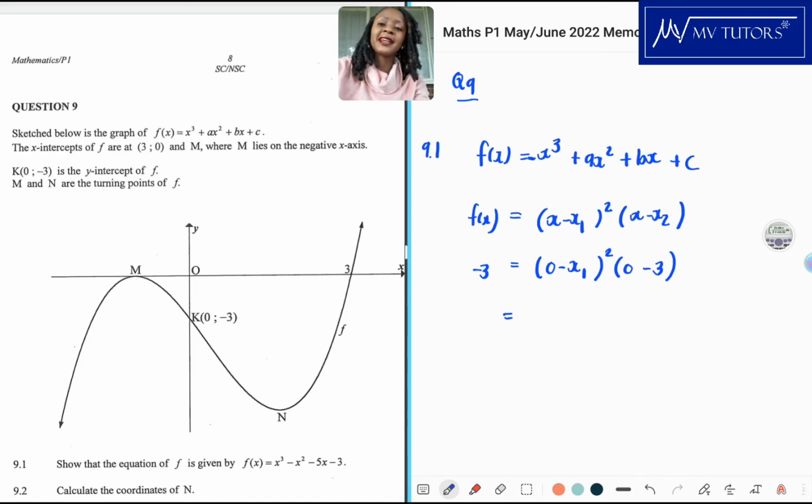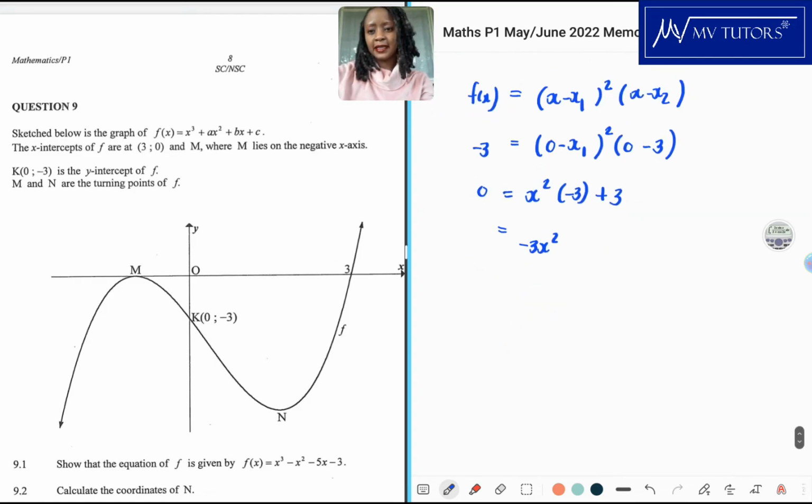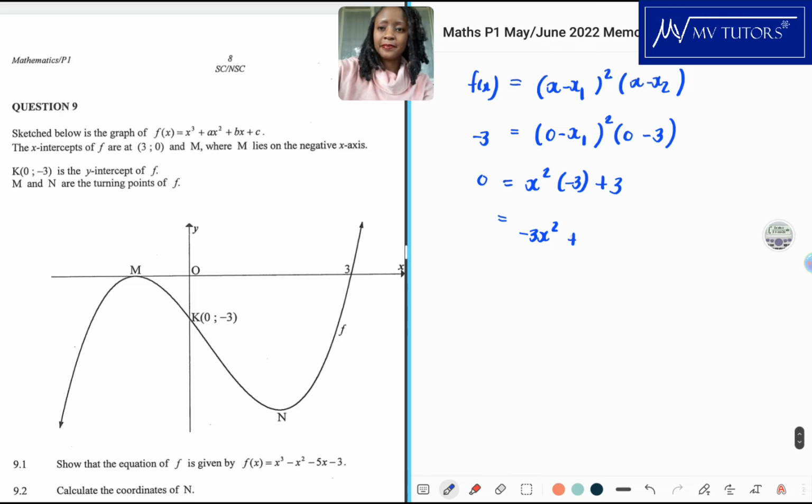But if I apply the squared to negative x to the power 2, I would have x squared, okay? And that is multiplied by -3. And I'm going to bring this 3 to the side, so it will be plus 3. So then I have -3x squared plus 3 is equal to 0. So if I take out the common factor, as -3, I have x squared minus 1.